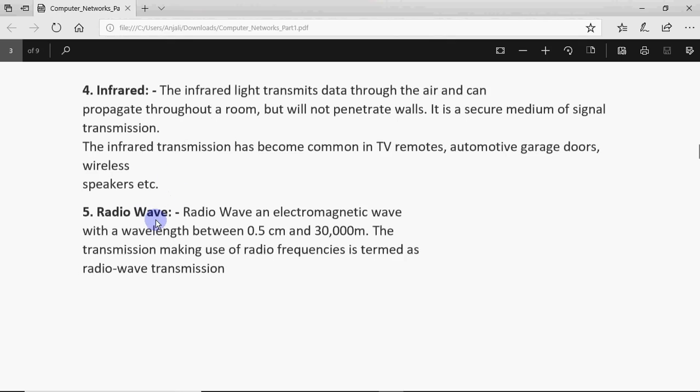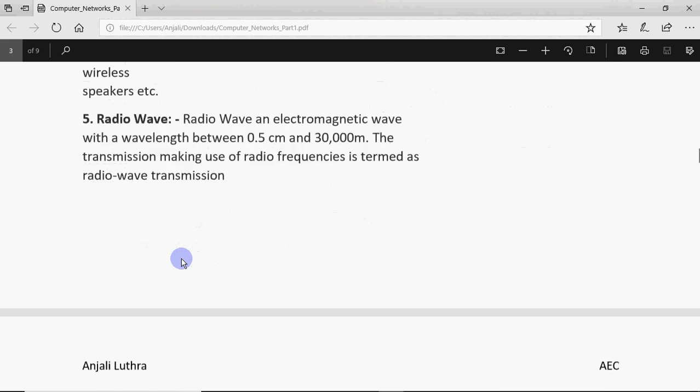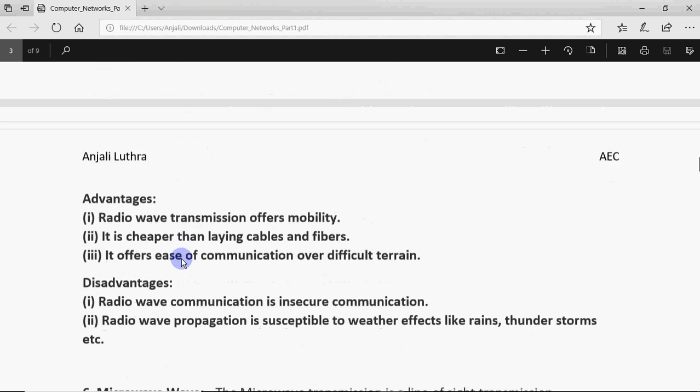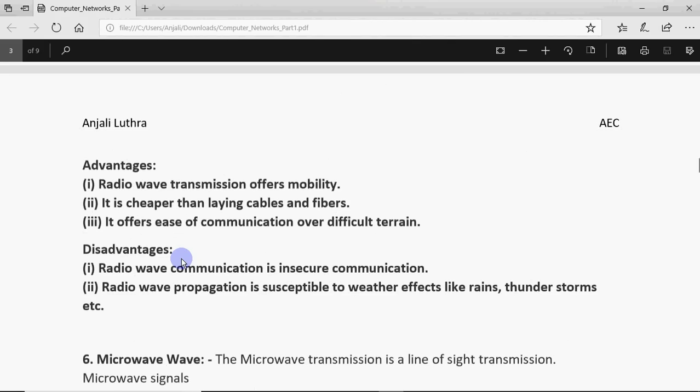Then we get radio waves. Radio waves are used for your FM channels. They are free of cost and the data is transmitted in all directions. So that's radio wave. Advantages you have to learn, because in the exams they can ask you about any transmission media and they can ask you to write any two advantages and two disadvantages of that. So you must remember what advantages and disadvantages your main transmission medias have.